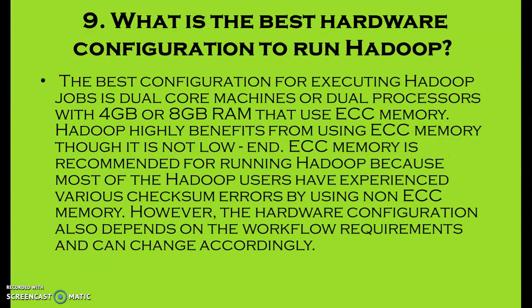What is the best hardware configuration to run Hadoop? The best configuration for executing Hadoop jobs is dual core machines or dual processors with 4 GB or 8 GB RAM that use ECC memory.